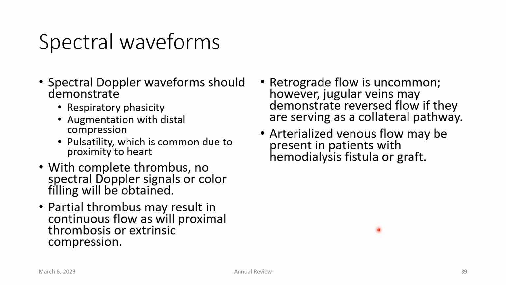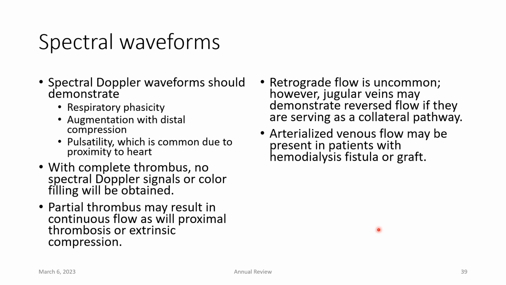Sometimes we can augment with distal compression. That will help us fill our veins. We don't want to augment a lot unless we're sure that there is no thrombus there. So that's another way to validate the patency of veins throughout your exam. Augmentation is not used as part of a protocol as often in the upper extremity as in the lower extremity, but it can be added to basically any of your spectral images to demonstrate the patency of the vein.